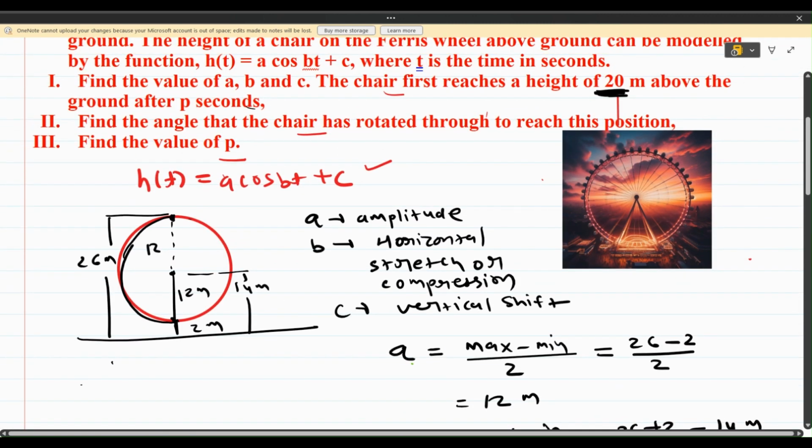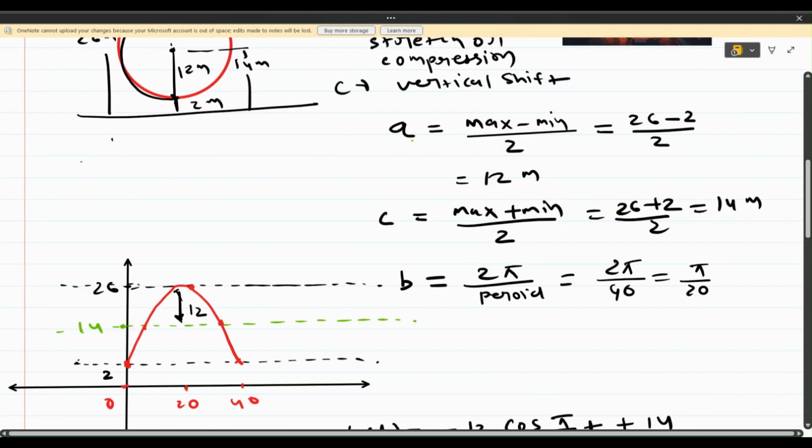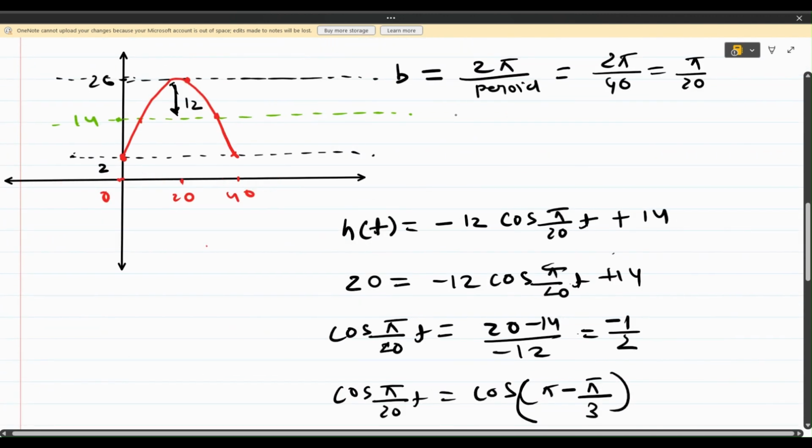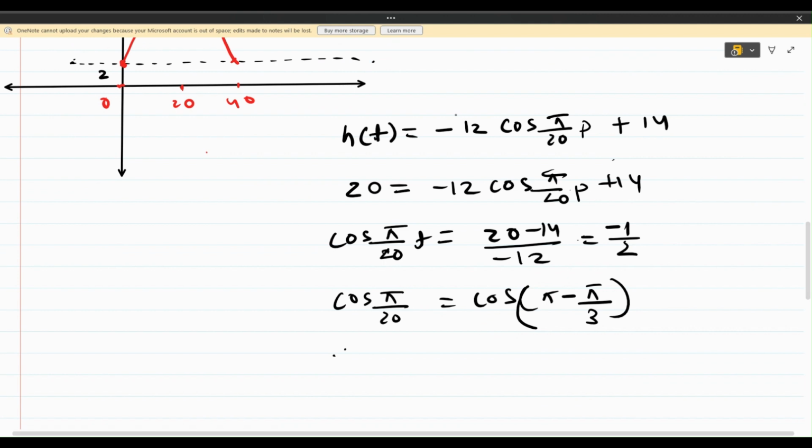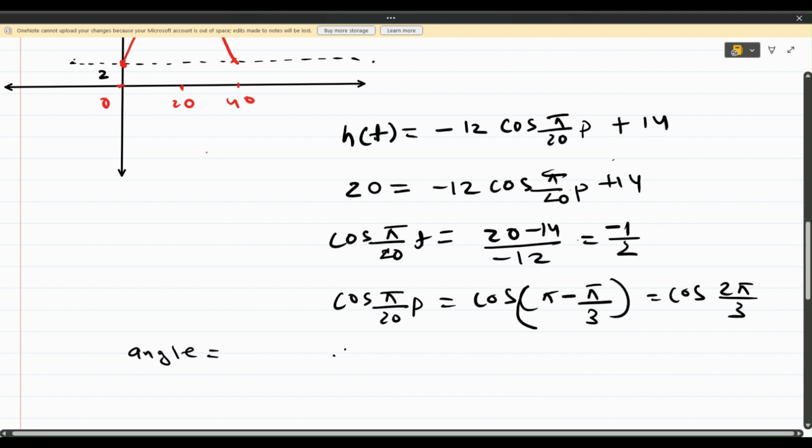According to the question, the chair will be at this point after p seconds, so we replace t with p. So the angle at that time, if we further simplify, will be 2 pi over 3. So the angle when the chair is 20 meters above the ground is 2 pi over 3.